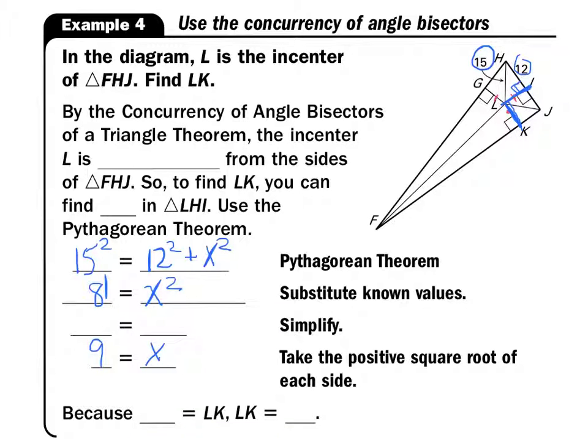Now we know that if we're taking the square root in algebra, we would say either plus 9 or minus 9. But in geometry, distances can never be negative, so I'm just going to take the positive square root. So since x is 9, and that's one side of my incenter, the other side, LK, will also equal 9. Okay, go ahead and finish up the checkpoints at the bottom, and you're done.